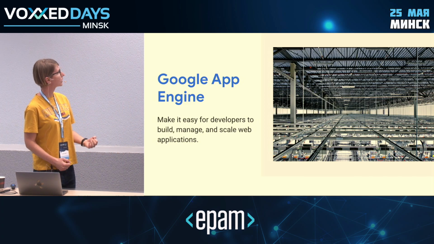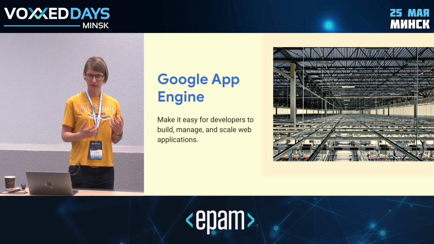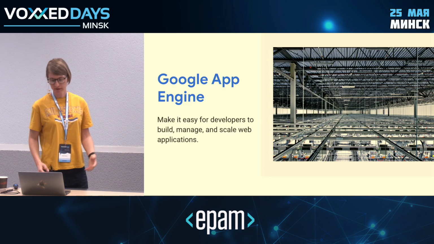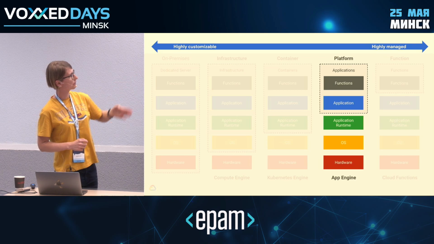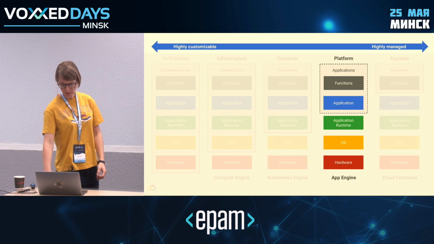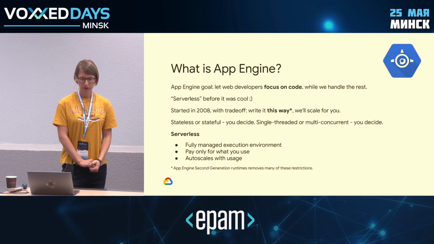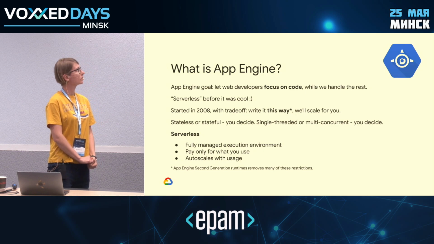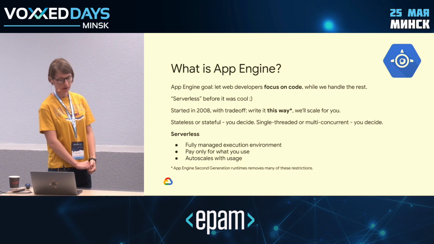So the oldest one is App Engine. And the aim of App Engine was to make it very easy for developers to build, run, and scale their web applications. So we are on this App Engine vertical. So what is App Engine? App Engine was started a long time ago. The first version was launched in April 2008.